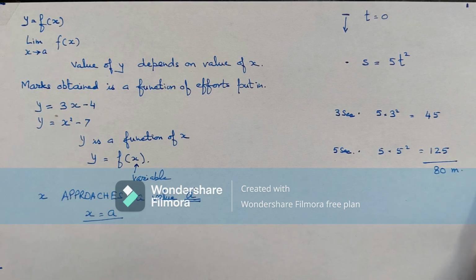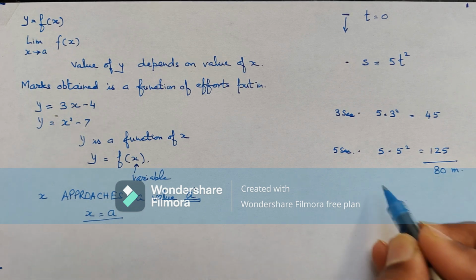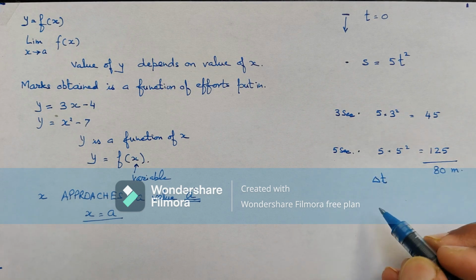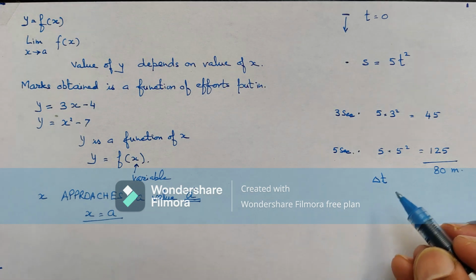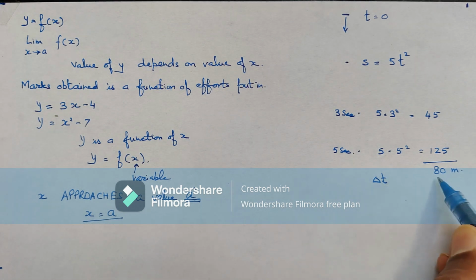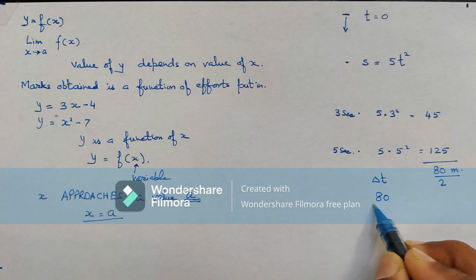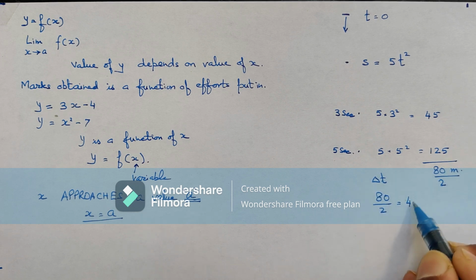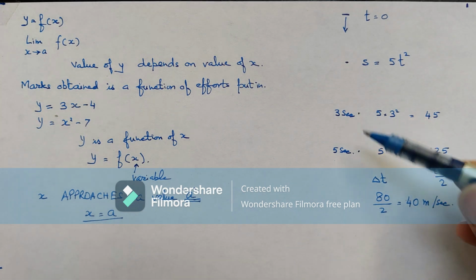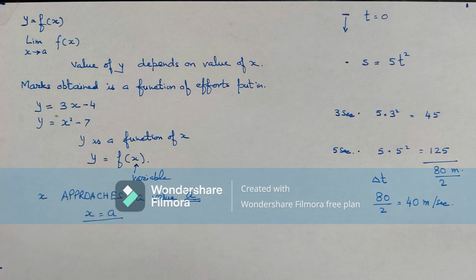And the time gap, which we denote using delta t, a notation used for denoting interval of time, difference of time, which in this case is 2 seconds. So 80 by 2 is equal to 40 meters per second. Now this is the average velocity from 3 seconds to 5 seconds.